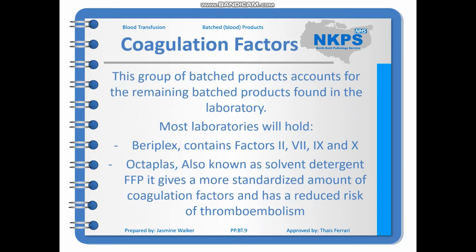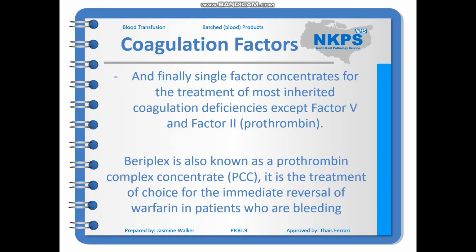The next thing we want to talk about is the coagulation factors. So this group of batch products accounts for the remaining types of products that we keep in the laboratory. Most laboratories will hold Beriplex, which contains factor 2, 7, 9 and 10. Octaplas, also known as solvent detergent FFP, which gives a more standard amount of coagulation factors and has a reduced risk of thromboembolism. And finally, single factor concentrates for the treatment of most inherited coagulation deficiencies, except for factor 5 and factor 2.